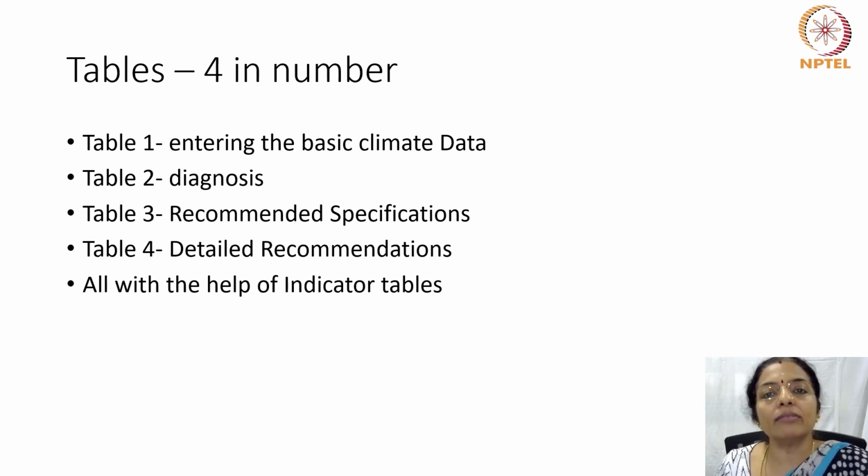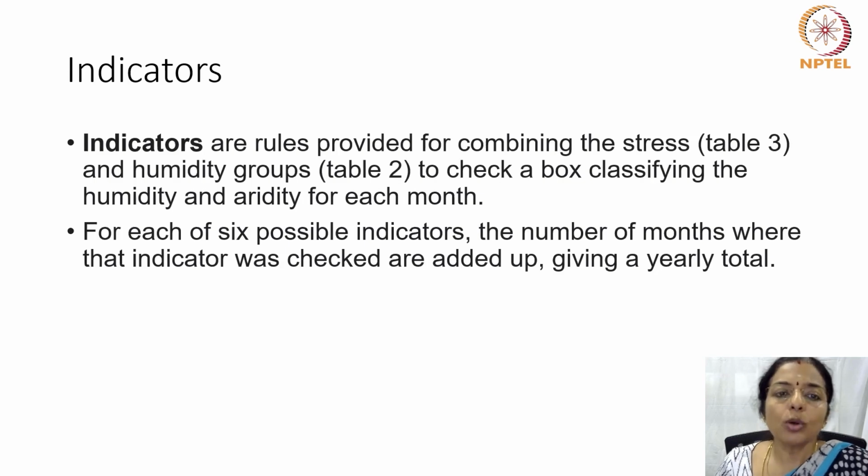We also have a set of indicator tables. So what are indicator tables? Indicators are rules provided for combining the stress that you get from table 3 and humidity group from table 2 to check a box classifying the humidity and aridity of the place. Check a box. You just have to tick it. For each of 6 possible indicators, the number of months where that indicator was checked are added up, giving a yearly total.